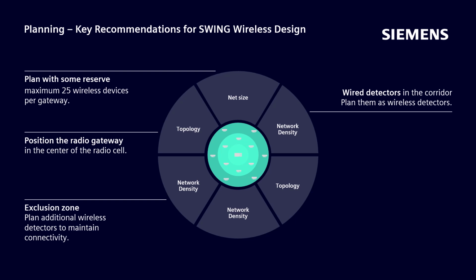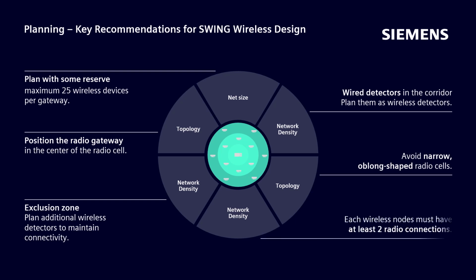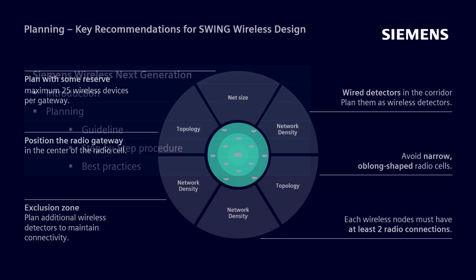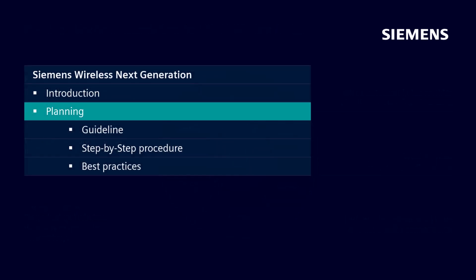Maintain clear paths between devices. Only one standard wall should separate any 2 wireless devices. Avoid narrow or oblong-shaped radio cells, as they reduce signal efficiency and stability. And finally, make sure each wireless node connects to at least 2 other devices to ensure a reliable, redundant communication path. We have now reached the end of our journey through the features and specifications of the Swing wireless system and how to plan it.